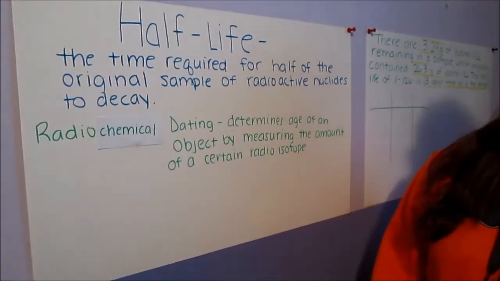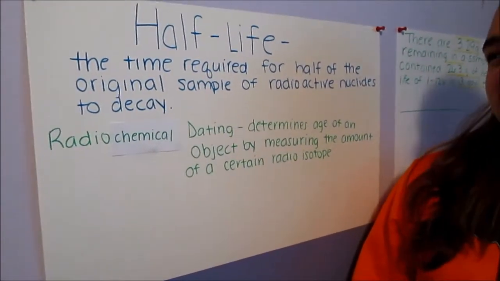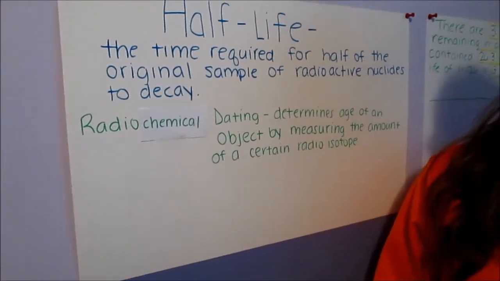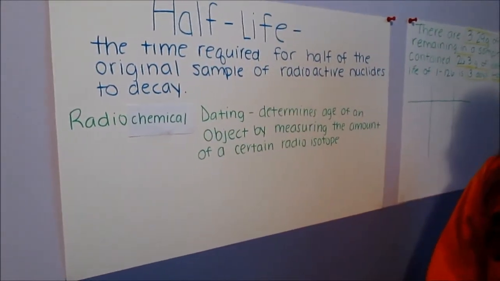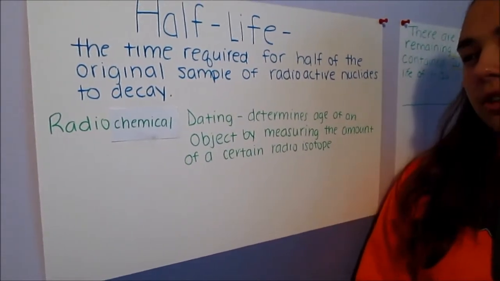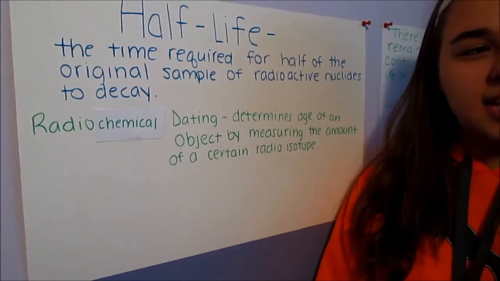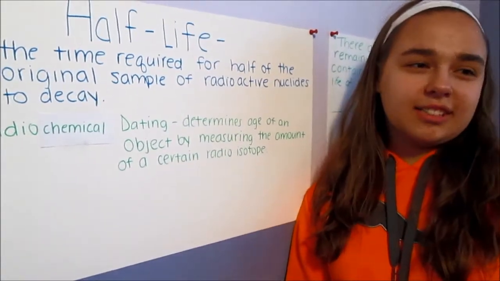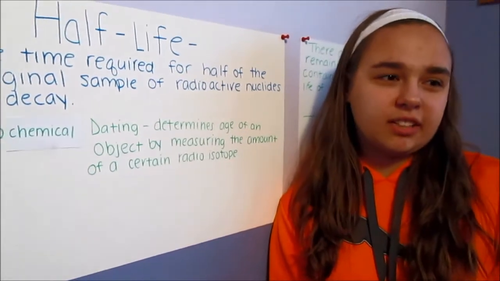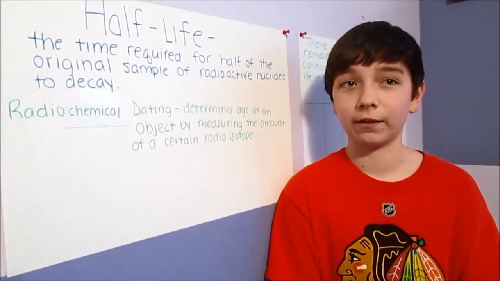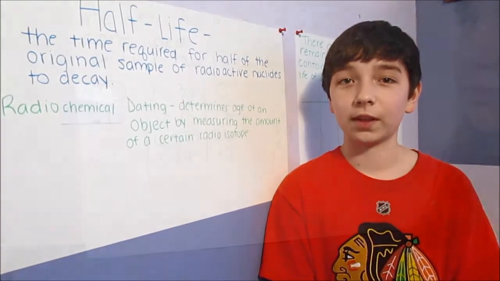A half-life is the time required for half of the original sample of the radioactive nuclei to decay. Radiochemical dating determines the age of an object by measuring the amount of a certain radioisotope. It is also called carbon dating. Half-lives range from thousandths of a second to 4.5 billion years for uranium. Half-lives vary greatly for different isotopes, from a few seconds to millions of years.